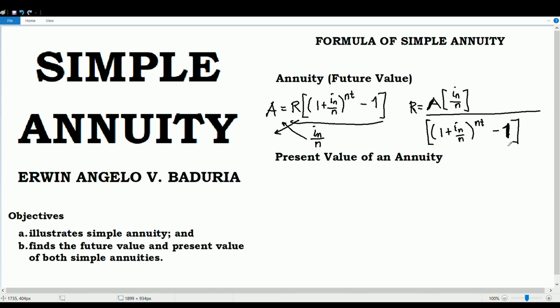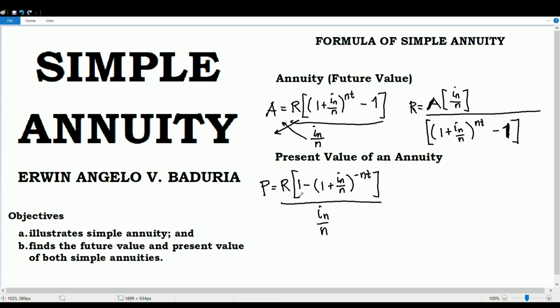Now, for the formula of the present value of an annuity, denoted by uppercase letter P, we have R, the regular payment, multiplied by 1 minus (1 plus i subscript n over n) raised to negative nt, close bracket, over i subscript n over n.